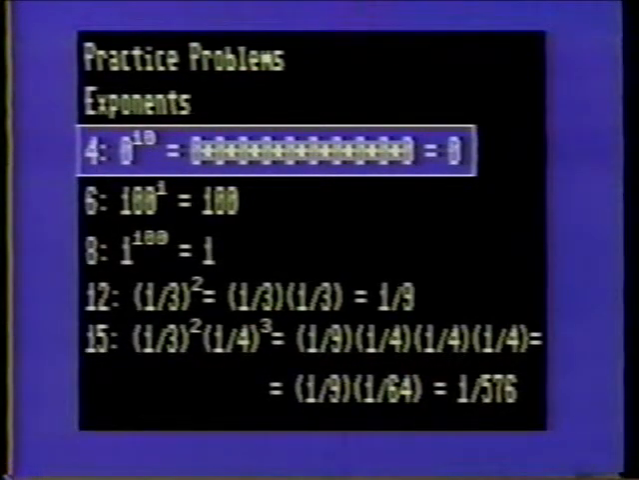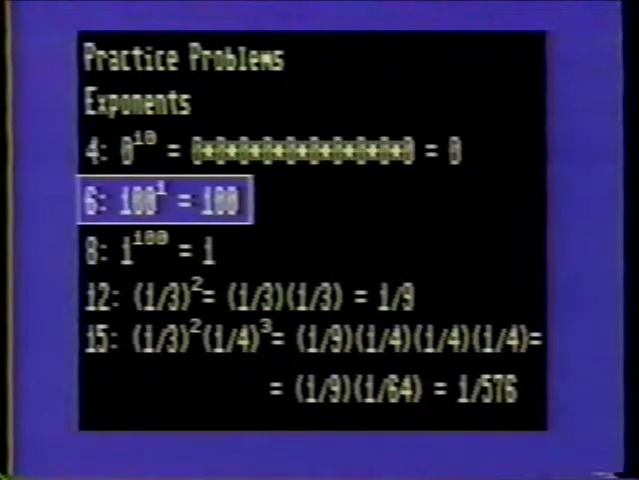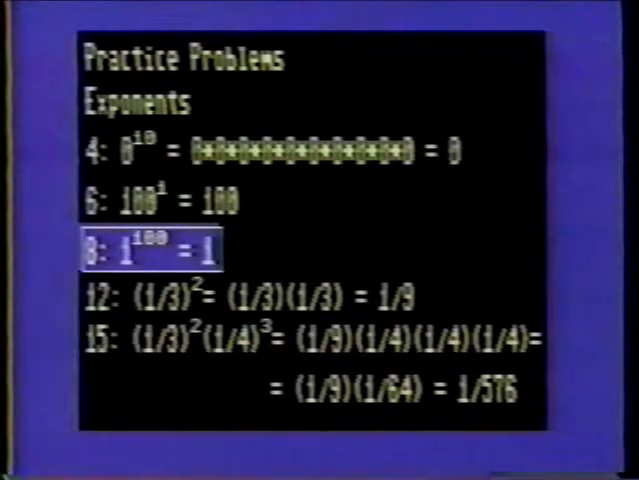Problem 4. 0 to the 10th power is 0. No matter how many times you multiply 0 by 0, the product is always 0. Problem 6. 100 to the first power is the same as 100 times 1, which is 100. 1 to the 100th power is 1. No matter how many times you multiply 1 times 1, the answer will always be 1.